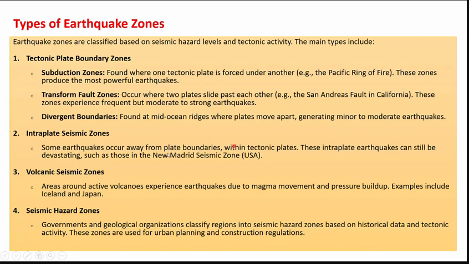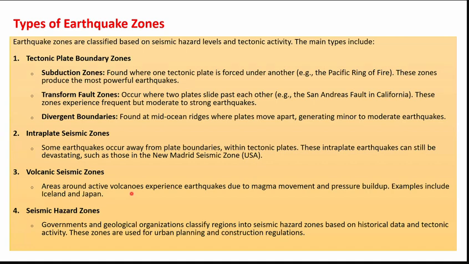This is away from boundaries. We also have volcanic seismic zones. Areas around active volcanoes experience earthquakes due to magma movements and pressure buildup. Examples are Iceland and Japan. So anywhere we have active volcanic activity are also earthquake zones, because at any time there could be a volcanic eruption, and then you know what that means.